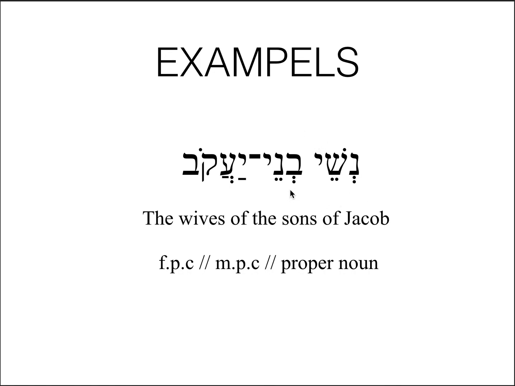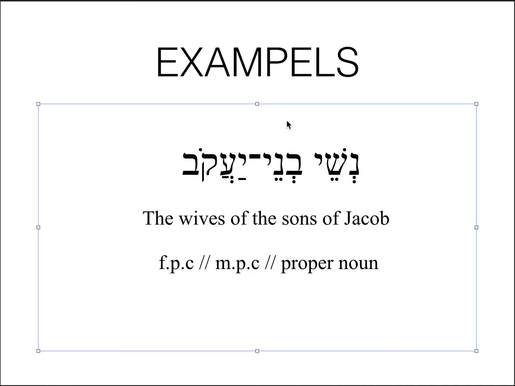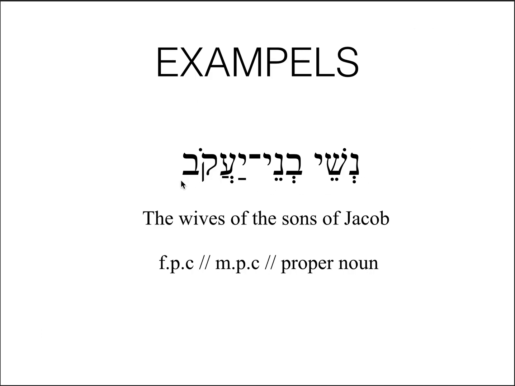Women of. Bane, this is from ben, and we have the masculine plural form. So this is parsing masculine plural construct. Sons, plural, sons of. So women of, sons of. And then we have Yaakov, which is a proper noun, in other words, a name that is understood to be definite, and therefore we need to put in English the definite articles in front of these two as well. The wives of the sons of Jacob.